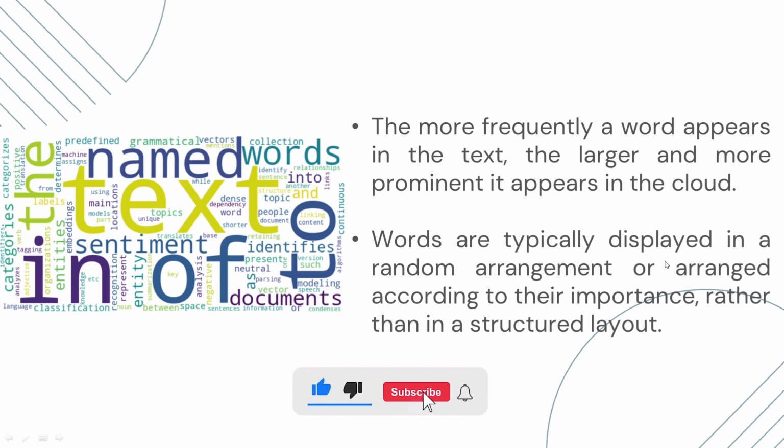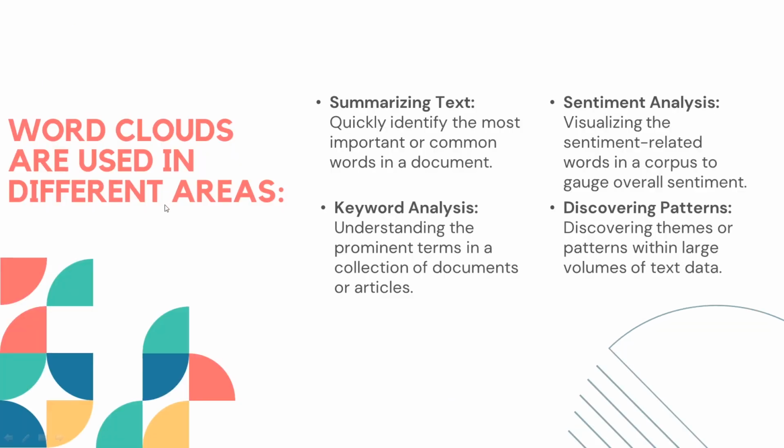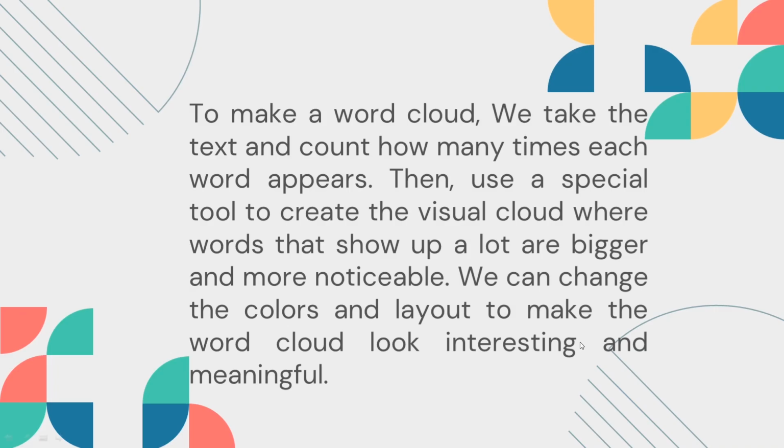Words are typically displayed in a random arrangement or arranged according to their importance rather than in a structured layout. Word clouds are used in different areas like summarizing text, keyword analysis, sentiment analysis, and discovering patterns. To make a word cloud, we take the text and count how many times each word appears. Then we use a special tool to create the visual cloud where words that show up a lot are bigger and more noticeable. We can change the colors and layouts to make the word cloud look interesting and meaningful.